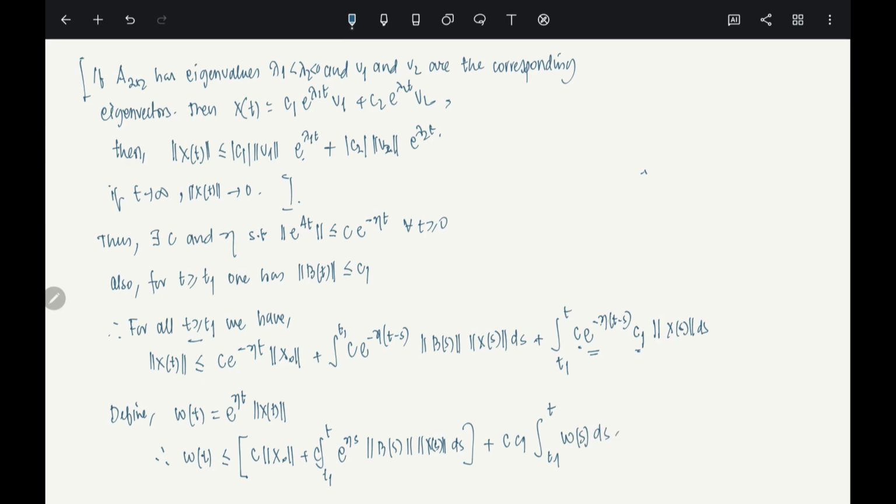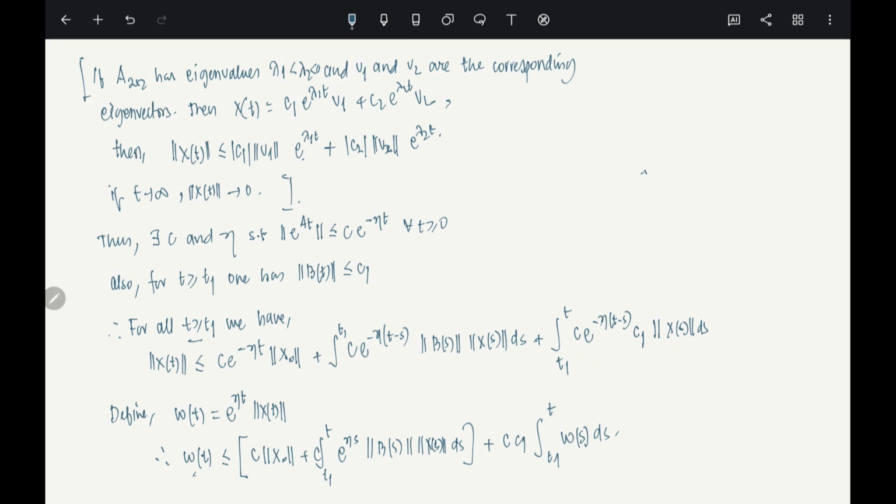See, e to the power minus eta t goes that way, right? So minus e to the power minus eta t times norm xt is w of t, which is this. Now I have e to the power eta s is there. e to the power eta s times norm xs is nothing but w of s. So I just wrote w of s. Yeah? So sorry for the confusion. Okay. Fine.